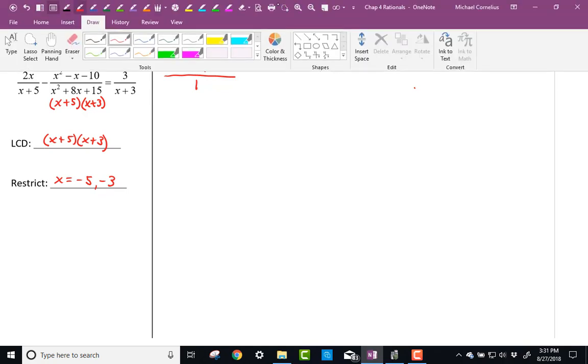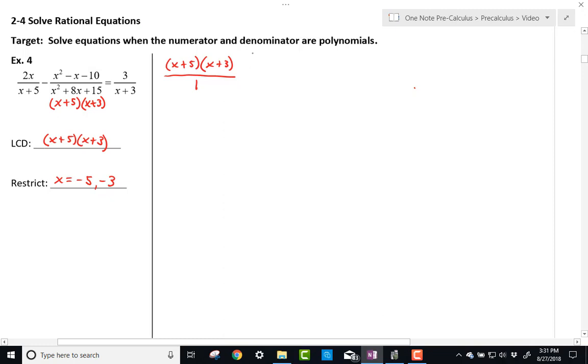Now this time I'm going to do something just a little bit different. I am going to try and show you a shortcut so you don't have to write this out all 3 times. So I'm going to take, and inside this next set of parentheses, I'm going to write my entire equation. 2x over x plus 5 minus x squared minus x minus 10. You'll notice I didn't factor the top of that because I don't want to do that until I've already done the subtraction. So x plus 5 and x plus 3, and then I've got equals 3 over x plus 3.